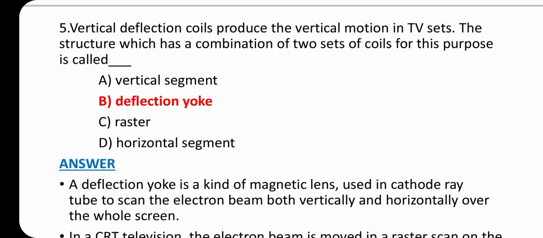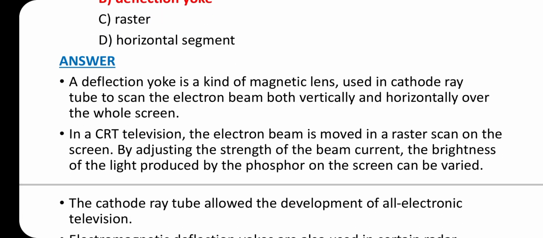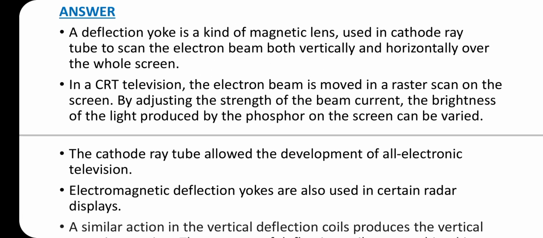Question number 5. Vertical deflection coil produces the vertical motion in TV sets. The structure which has a combination of two sets of coils for this purpose is called a deflection yoke. Answer. A deflection yoke is a kind of magnetic lens used in cathode ray tube to scan the electron beam both vertically and horizontally over the whole screen.